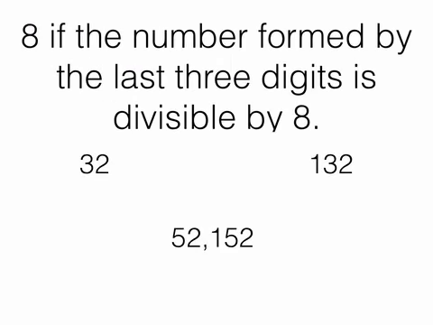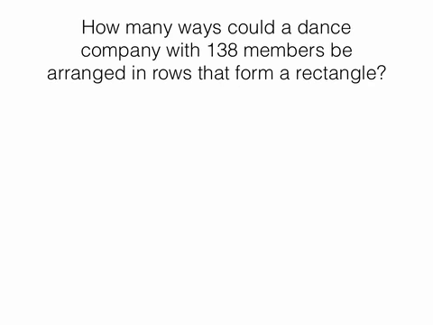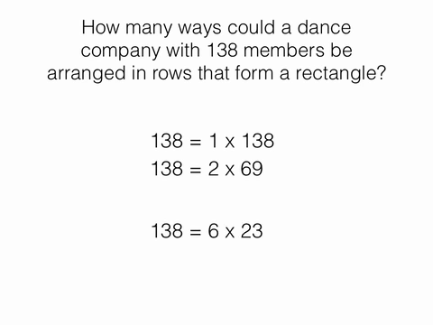So let's look at a few examples. How many ways could a dance company with 138 members be arranged in rows that form a rectangle? Go ahead and pause the video, and when you have a few answers, restart it. Okay, there's a couple different ways to form a rectangle. You could have 1 by 138, 2 by 69, 6 by 23, and because we have a divisibility rule of 6 there, that 3 is going to pop up too. So those are 4 different ways you can form a rectangle with 138 members.